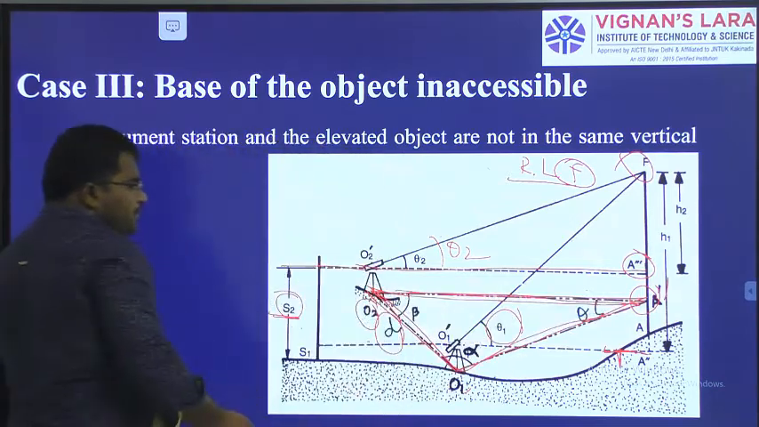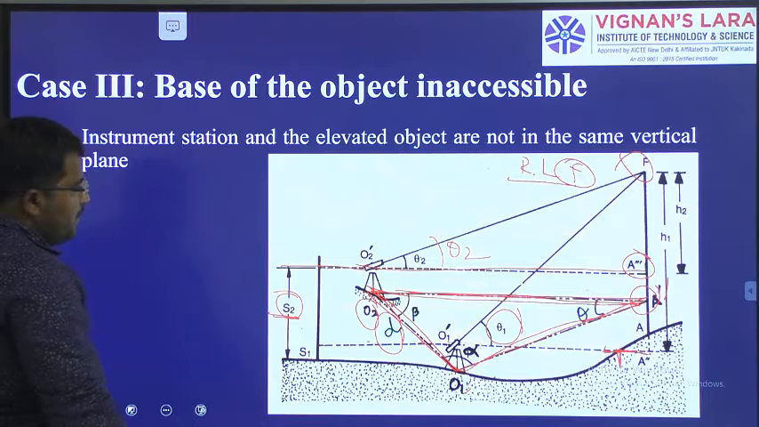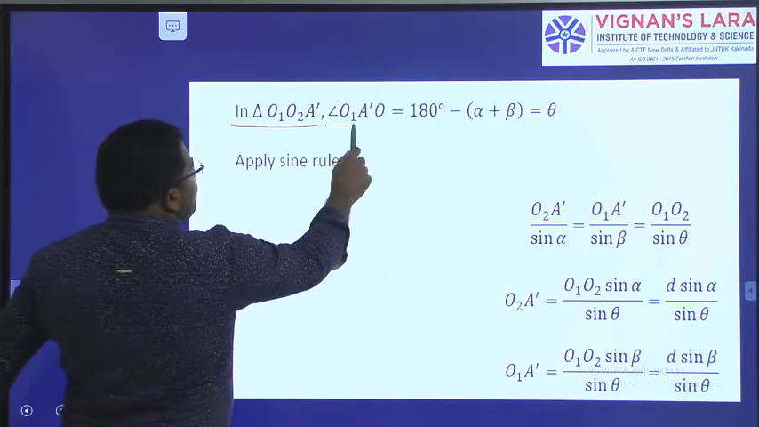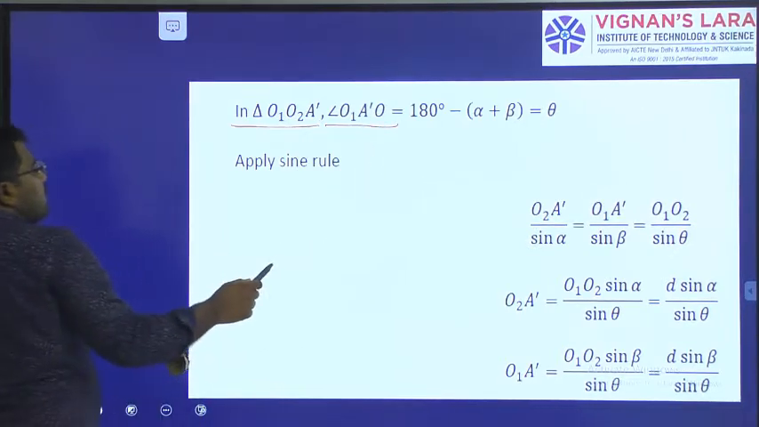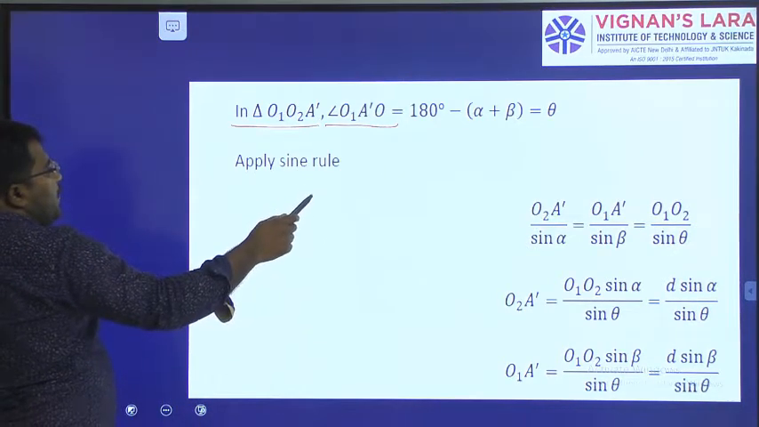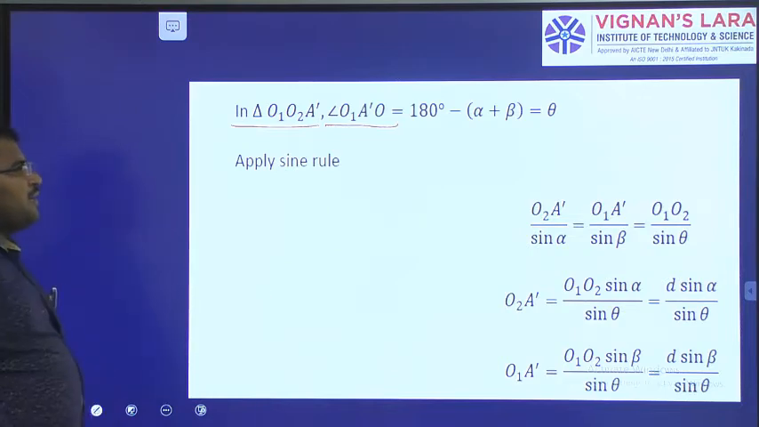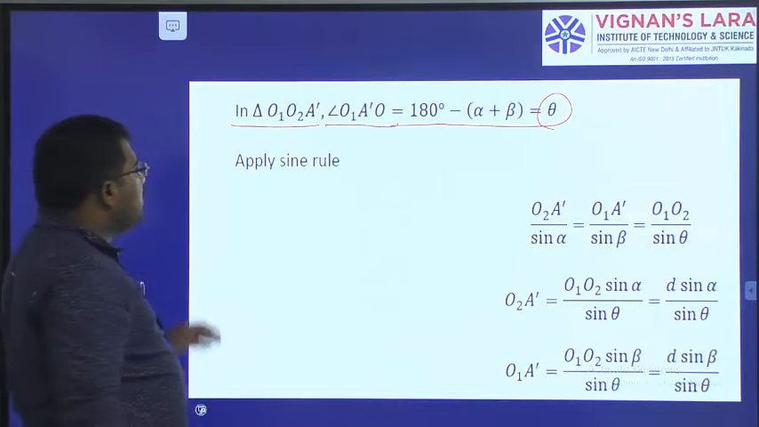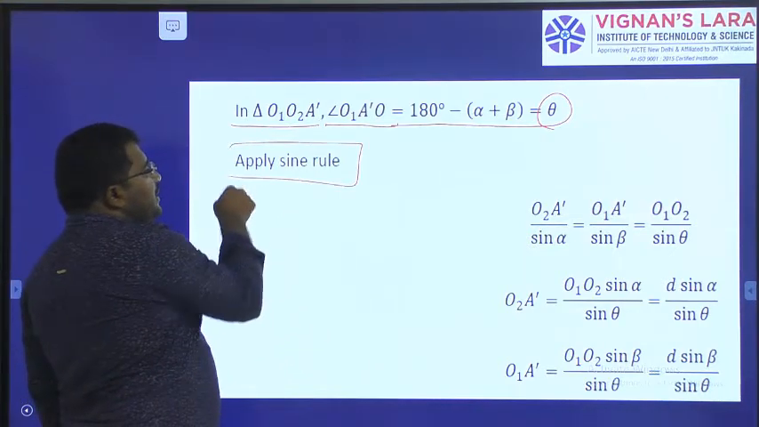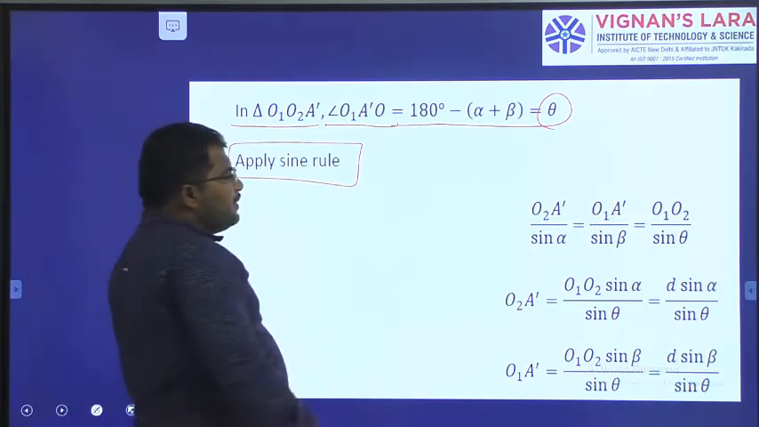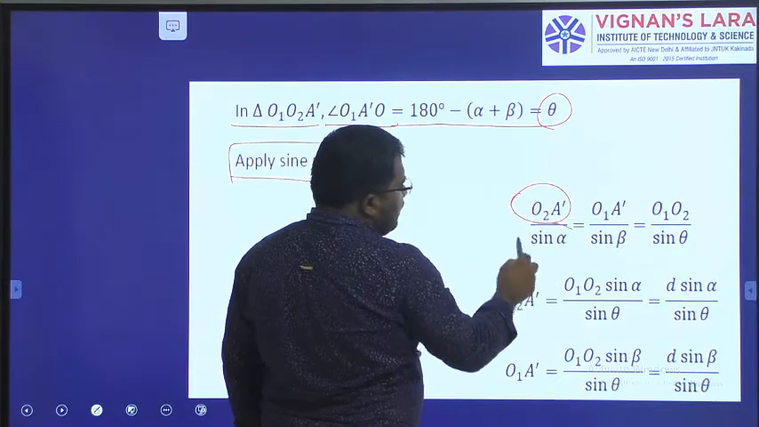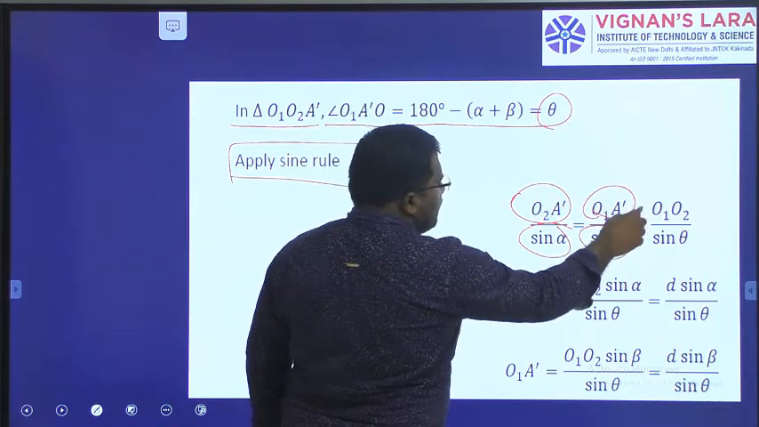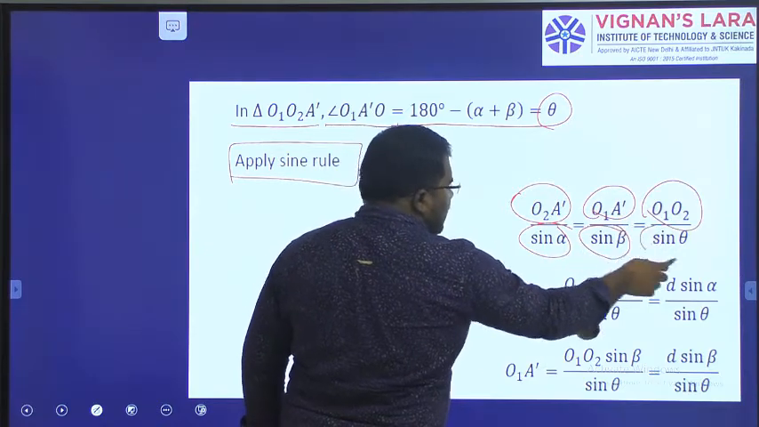Right. So from here, if you take the angle, that is O1, A, O2, that will be equal to 180 minus (alpha plus beta). And we are going to equate it as the theta value. Now we are going to apply the sine rule here, right? Sine rule means the distance by the angle of one side is equal to the distance by the angle of the opposite side. Okay. Now distance into the side. This is the side now.